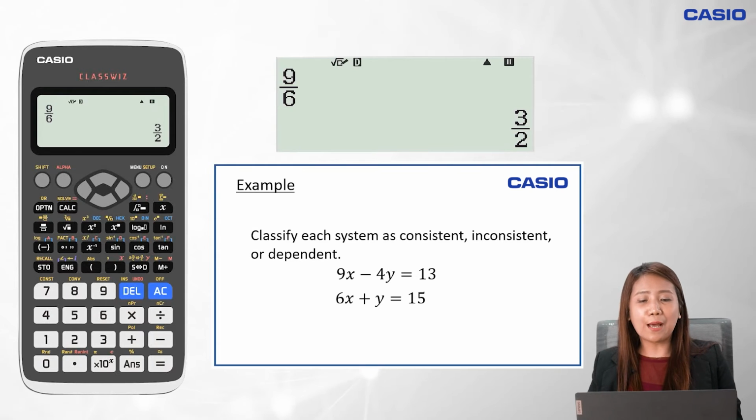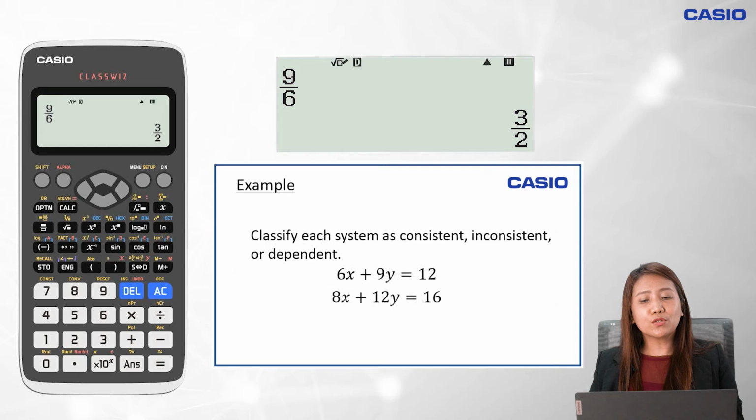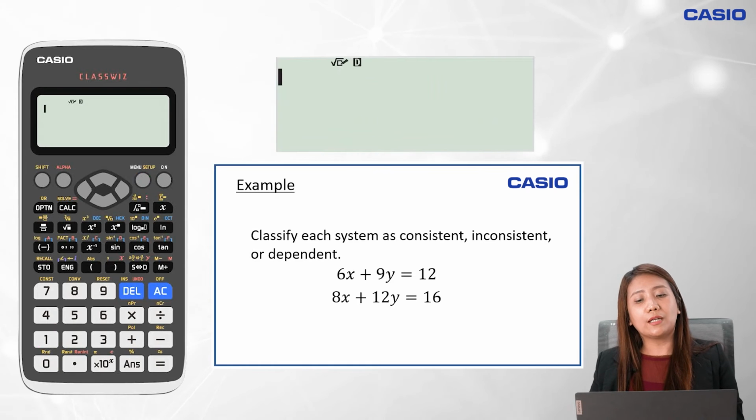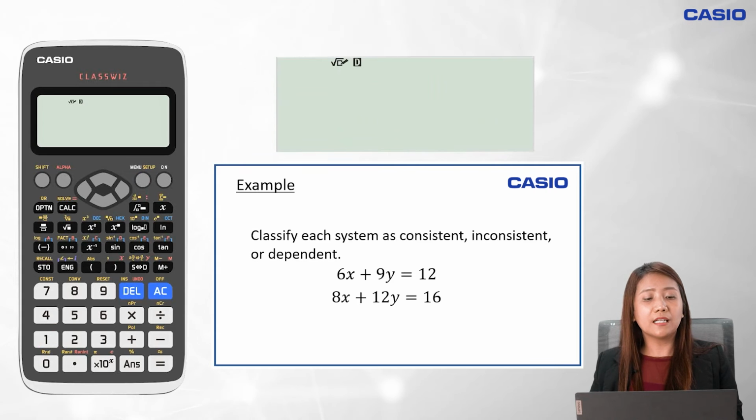Let's go to another example. The same task, we're asked to classify each system as consistent, inconsistent, or dependent. Again, let's get the ratios of the coefficient of x, coefficient of y, and constant terms. So how do we do that? Again, we go to Menu 1. To identify whether they will have the same value in their simplest form, let's key in the coefficients for x. So we key in 6, fraction, and then 8.